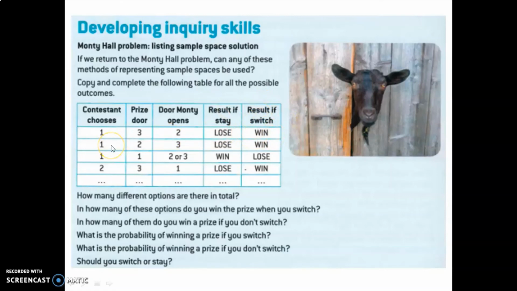And then another example, we have you choose 1, prize is behind number 2. So Monty shows you 3 with a goat. Then if you stay, again, you lose. But if you switch to door number 2, you win. So in both those cases, you won. Anyway, can you complete this table? So keep it going row by row until you have all the options and see what you get. And then see if you can answer what's the probability of you winning if you stay and of you winning if you switch.